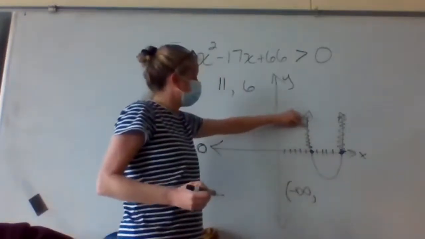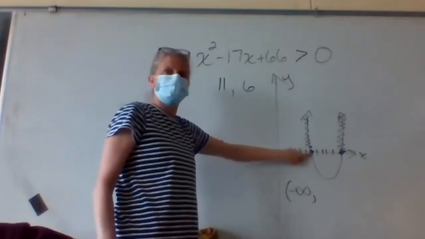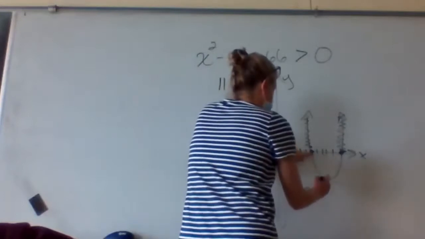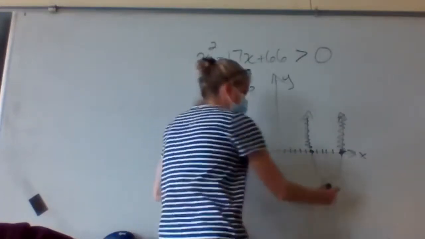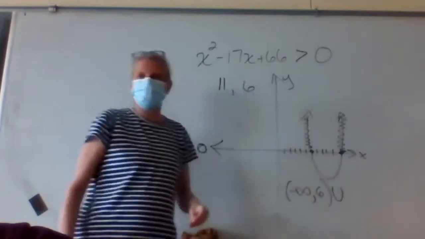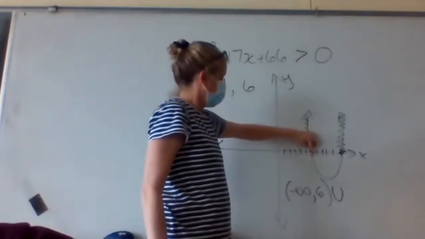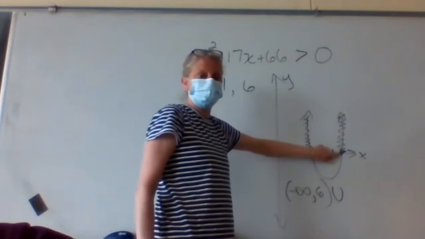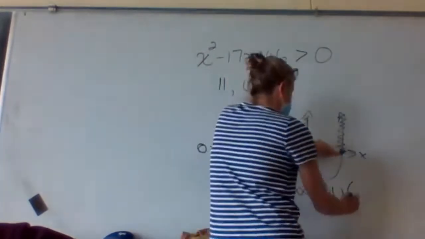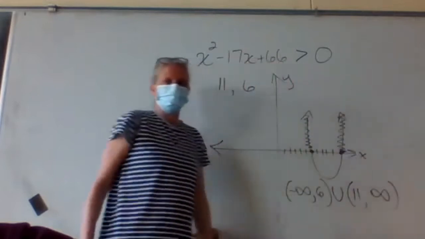And it's going to be above 0 until it gets to here, which is 6. Now remember, this is where you put that in union with symbol, because that means, and I'm going to do another interval. So here, it goes below, below, below, below, below, until it gets to here, which is, where is this? 11. That's 11. And it goes forever that way to positive infinity.